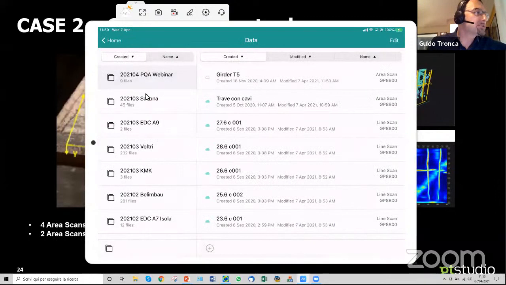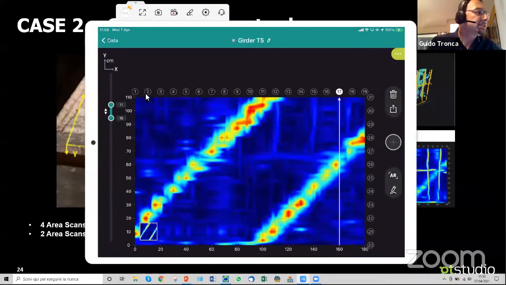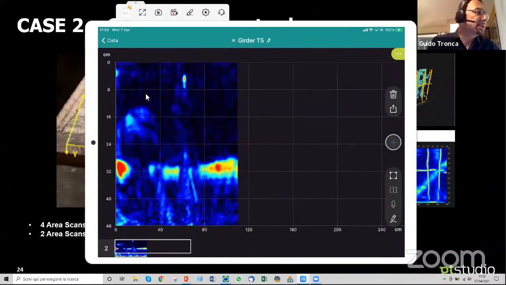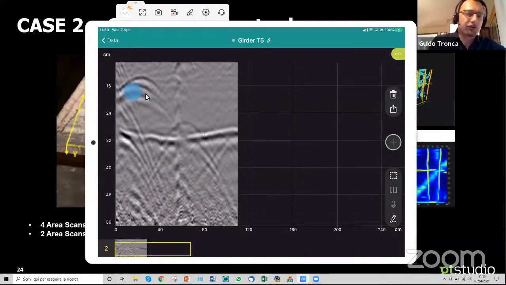But, oops, I'm sorry. Let's go back there. If I play the same trick here and I check this couple of signals here, I can see that there is a more complex scenario.